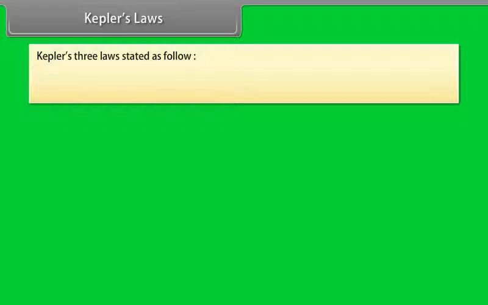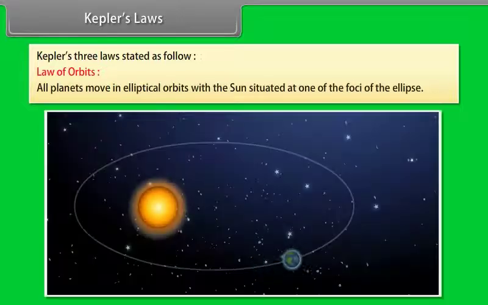Kepler's law. Kepler gives 3 laws. They are stated as: Law of orbits. All planets move in elliptical orbits with the Sun situated at one of the foci of the ellipse.